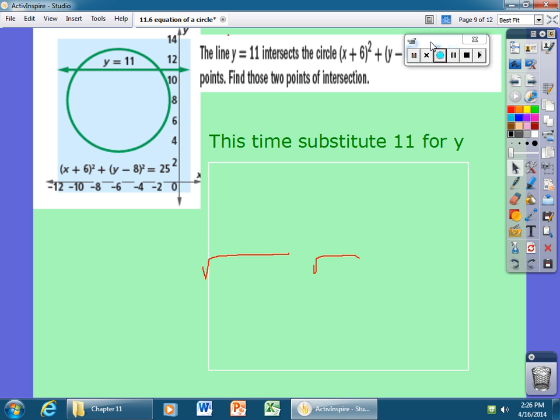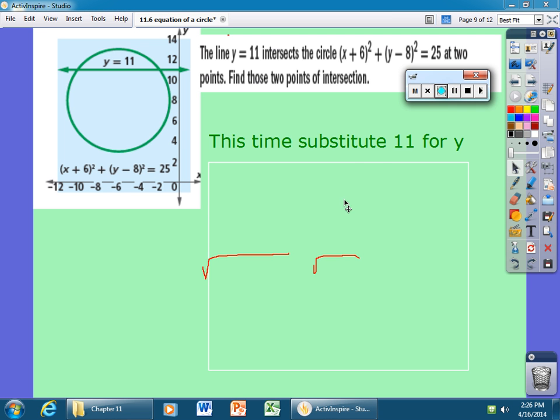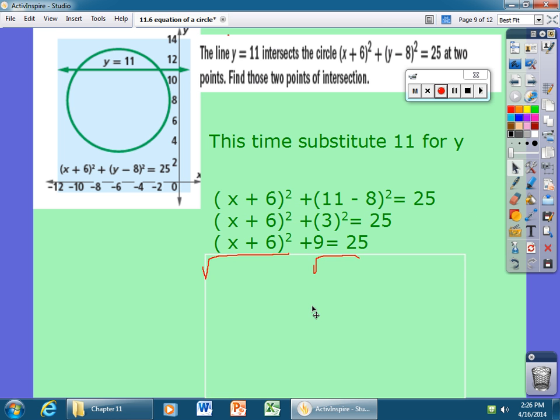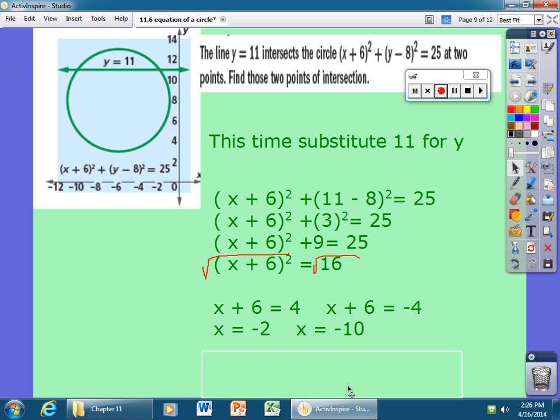This one is kind of the same idea. It's just now instead of telling me what x is, they're telling me what y is. So instead of substituting in for x, I'm going to substitute in for y. Do the simplification, and then I would have to square root each side, just like I did on the last example. Again, you can see that it intersects at 2 different points. The one place where it intersects the circle is where x is -2. The other place it intersects the circle is where x is -10. So again, I have 2 different intersection points with that circle.